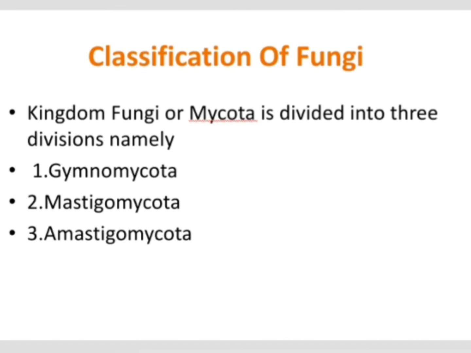Next is classification of fungi. Kingdom fungi or mycota is divided into three divisions, namely gymnomycota, mastigomycota and emastigomycota. So kingdom fungi is mainly divided into three main divisions: gymnomycota, mastigomycota and emastigomycota.